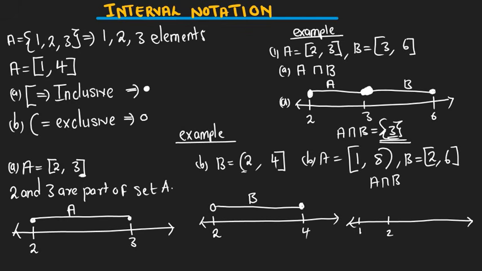2, 6, 8. You follow the order, increasing order. Let's plot set A. Closed circle at 1, open circle at 8. You conjoin. This becomes your set A. You go to set B. Open circle at 2, sorry, closed circle at 2.